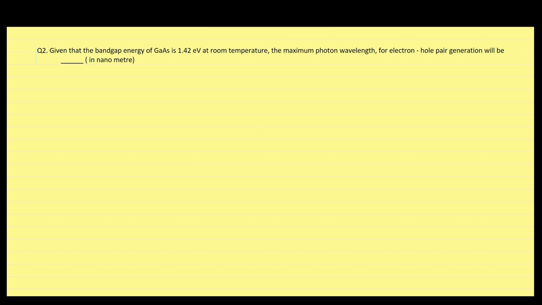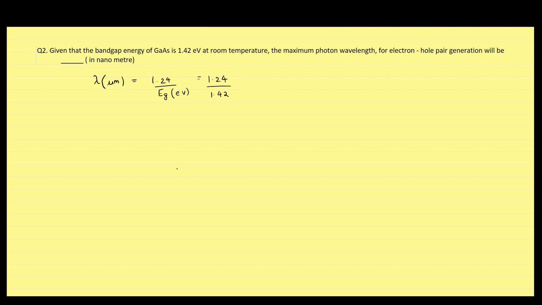Next question. Given that the bandgap energy of gallium arsenide is 1.42 electron volt at room temperature, the maximum photon wavelength for electron hole pair generation will be. You know that wavelength in micrometer of the electromagnetic wave required for conducting photoelectric effect is equal to 1.24 divided by band gap energy in electron volt. Band gap energy is provided, 1.42.